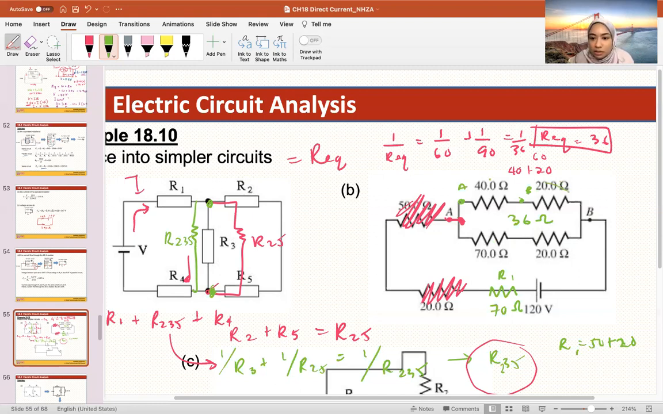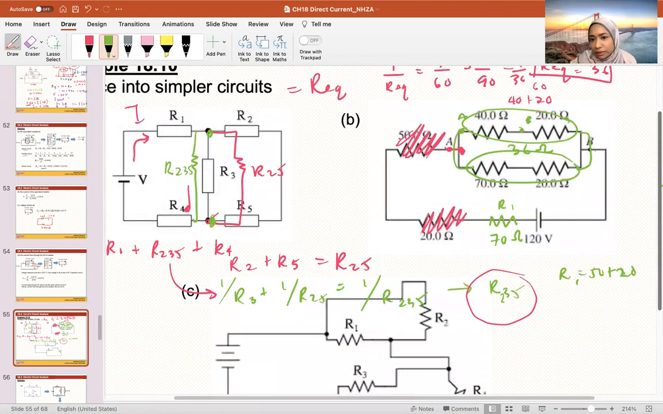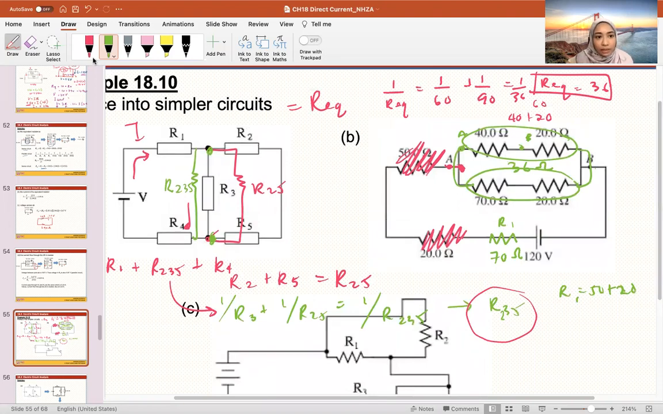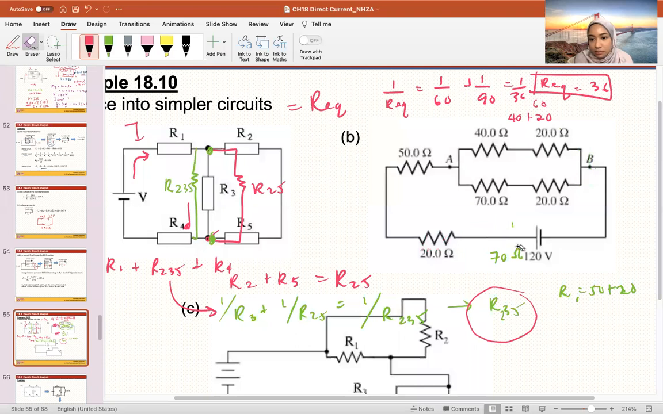But when I add these two resistors together, they are now connected on the same dots on each side. So don't panic. Look at that, use the trick first. Okay, so that is B. Oh, sorry, not done yet. So we found out that is 36, right? 36. And we found out that is 70. So this is 36 ohm.